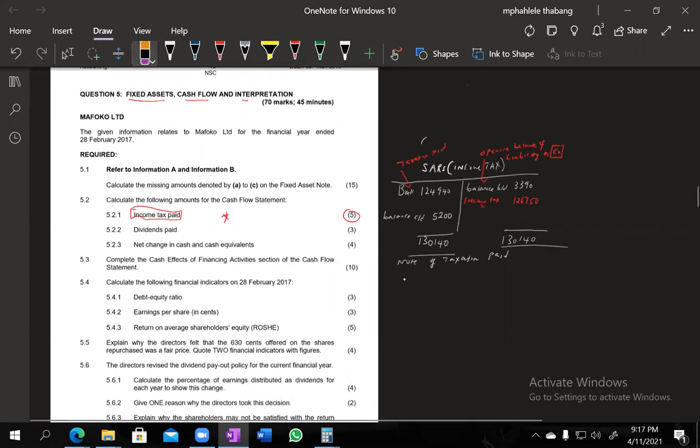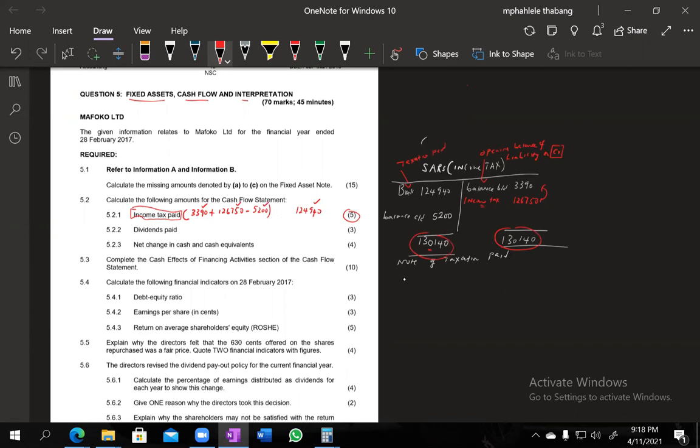Now, if you look at the answer book of question 5, you might find out there is no space to prepare the SARS income tax account. You cannot show your calculation by preparing a ledger. So what you do here, you show your calculations. You say, to get 124,940, you said 3,390 plus 126,750. These two, remember, they are the ones that gave you 130,140. And you said 130,140 minus 5,200. Then you get the taxation paid, which is 124,940.